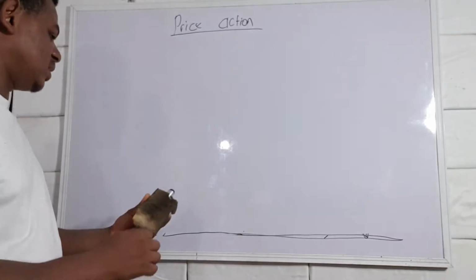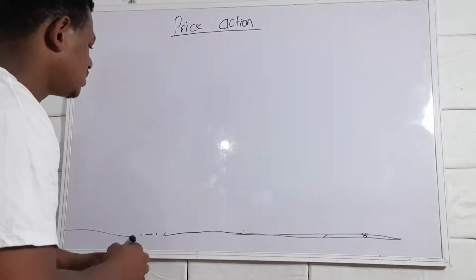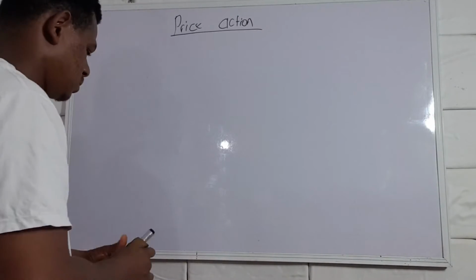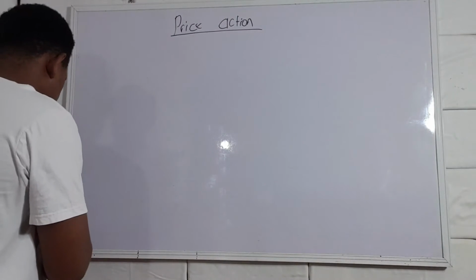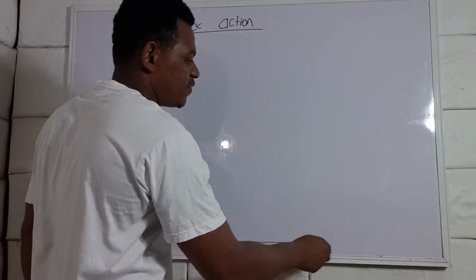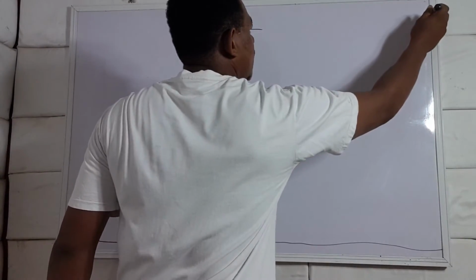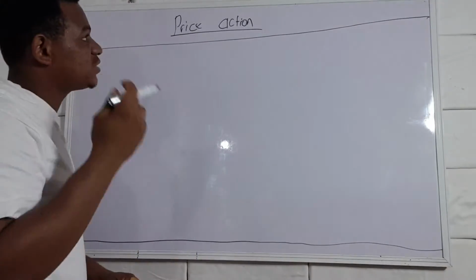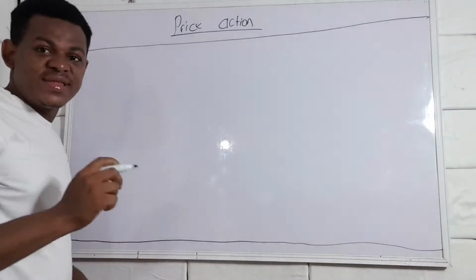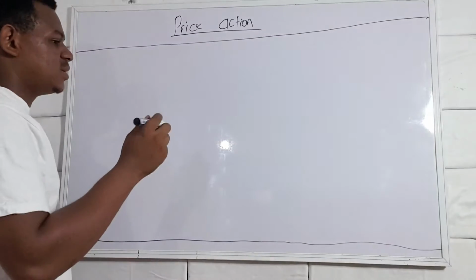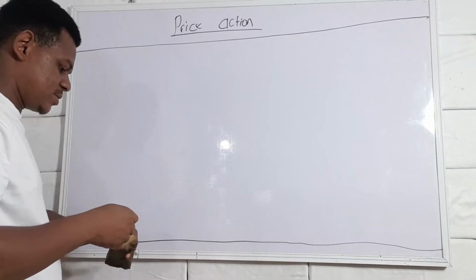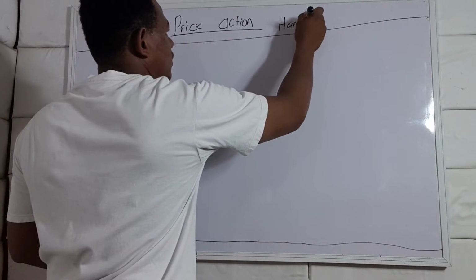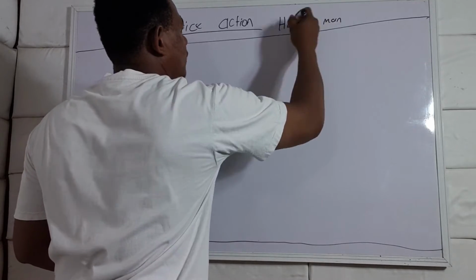The next one is a bearish candlestick. I've done bullish engulfing and bearish engulfing, so that one shouldn't be a problem anymore. So the next one is the hanging man.